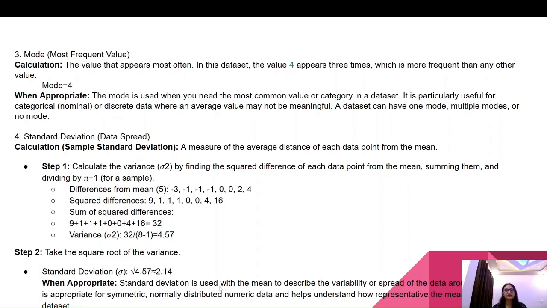When appropriate, standard deviation is used with the mean and describes the variability or spread of data across a center. It is appropriate for symmetric, normally distributed numeric data and helps understand how representative the mean is of a data set.